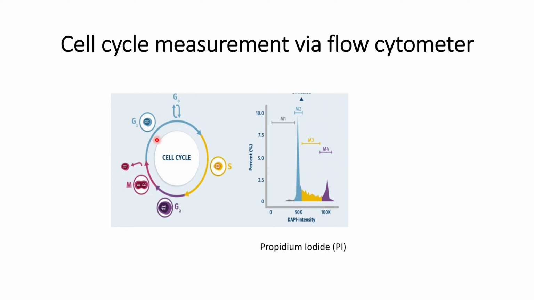So in G1 phase, we are expected to see ideally a sharp peak without too much widening of the peak, because there is not much change in the DNA content.